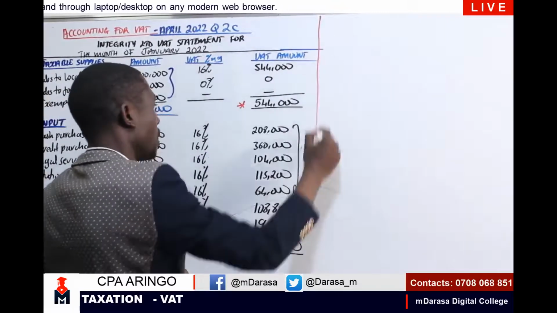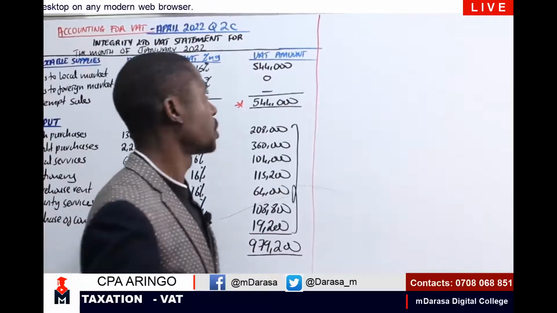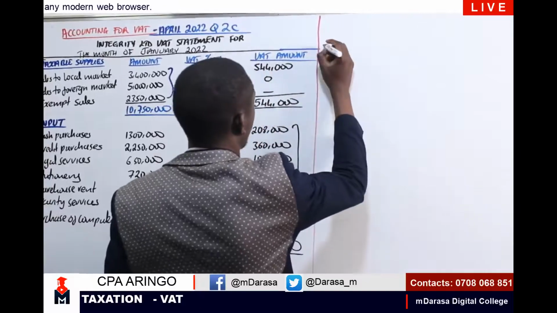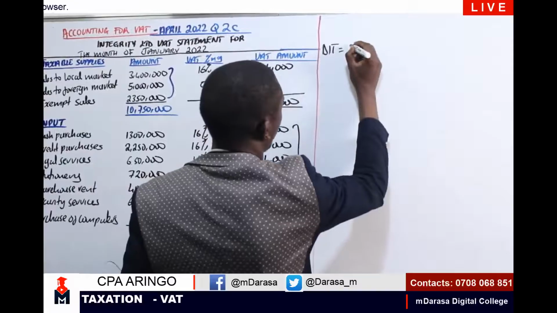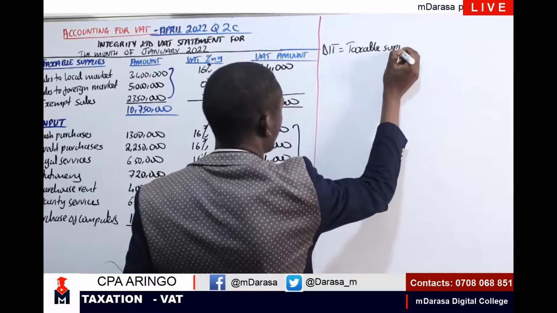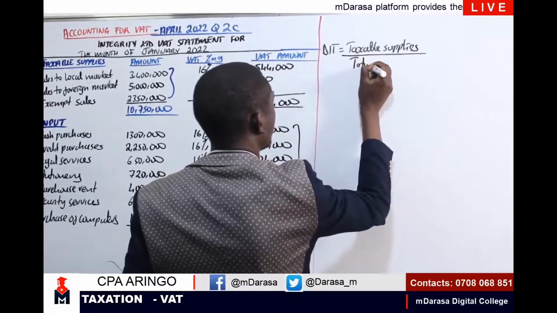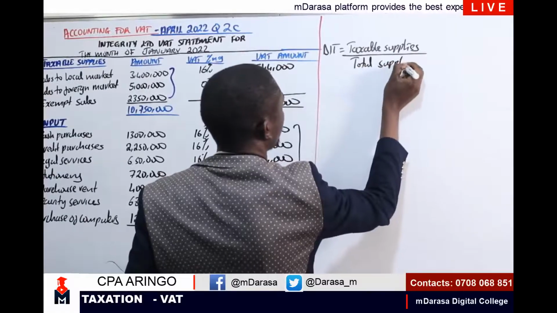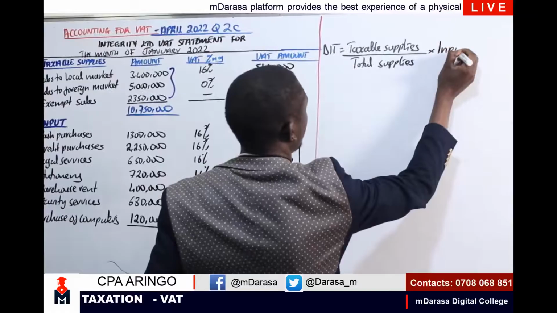Now, the examiner wanted us to compute deductible input tax, right? The examiner wanted us to compute our DIT. And as we saw the other time, for our DIT we are going to take our taxable supplies of total supplies, of course, times our input tax. That is what we said, right? So therefore, in this case, what will we be having here?